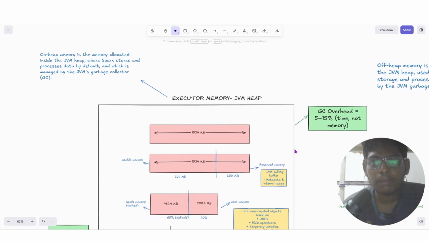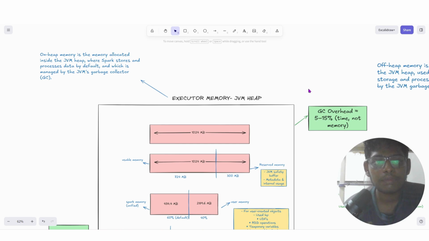Spark is built using Java. So internally, when you process some data, the objects created are Java objects. So Spark memory is managed by the Java Virtual Machine.